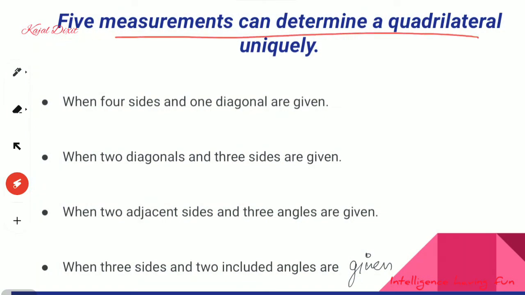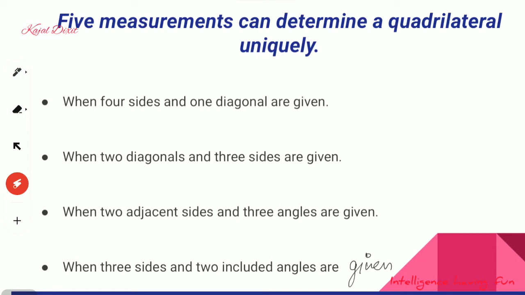5 measurements can determine a quadrilateral uniquely. Means what? Whenever we have to construct a quadrilateral, we require a minimum of 5 measurements so that we can construct it uniquely. Fine. So what were the methods that we have already discussed in the previous video for construction of quadrilaterals? When 4 sides and 1 diagonal are given, when 2 diagonals and 3 sides are given, when 2 adjacent sides and 3 angles are given, when 3 sides and 2 included angles are given. So these were the 4 various methods or the combinations of 5 measurements related to the quadrilateral so that we can construct it uniquely.